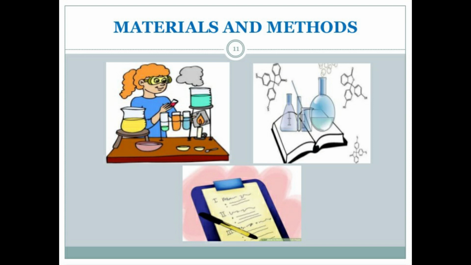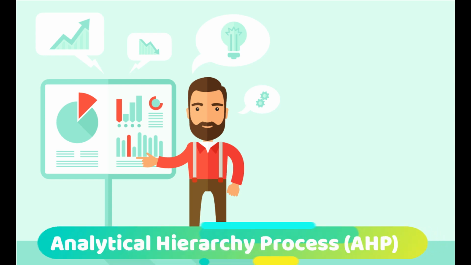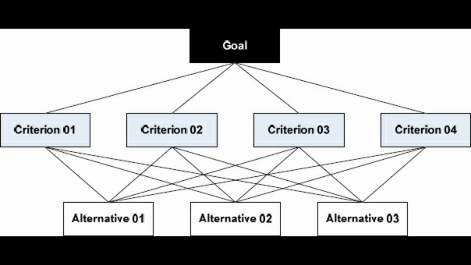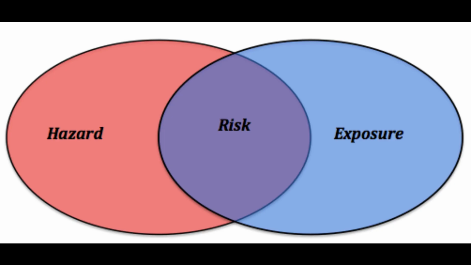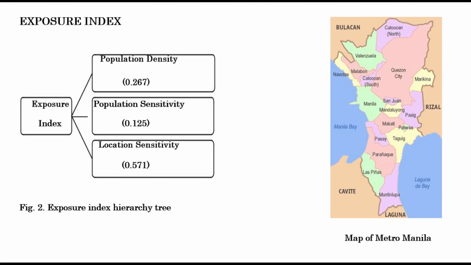Materials and methodology. Two analytical tools were used in the proposed model for air quality health risk, and these are the Analytical Hierarchy Process or AHP and Geographic Information System or GIS. AHP is a multi-criteria decision analysis tool that enables the decision maker to develop a certain hierarchy of alternatives or factors according to priority or importance. Hazard and exposure indices were the two parameters evaluated using AHP and GIS. Hazard index was estimated using the pollutant loading of sulfur compounds, nitrogen compounds, and particulate matter, and their sources, which consist of mobile, stationary, and area. Exposure index was assessed in terms of population sensitivity, population density, and location sensitivity.